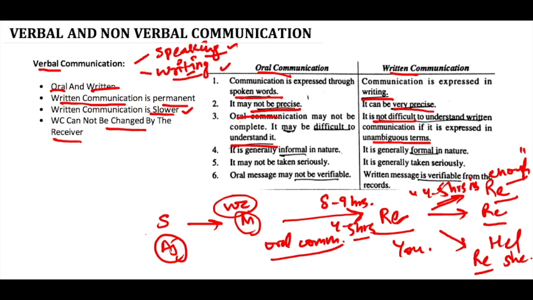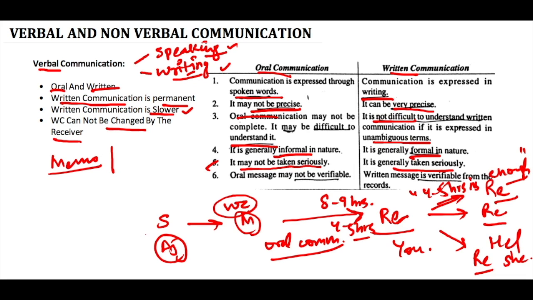So if everything is written clearly, then it is not very difficult to understand it. Oral communication is generally informal in nature because I'm talking to you directly, whereas written communication is more formal in nature. It may not be taken seriously. So when we're talking about organizations, oral communication may not be taken seriously, whereas written communication is taken more seriously. If a memo is issued by your senior to you in an organization tomorrow, then it has to be taken very seriously.